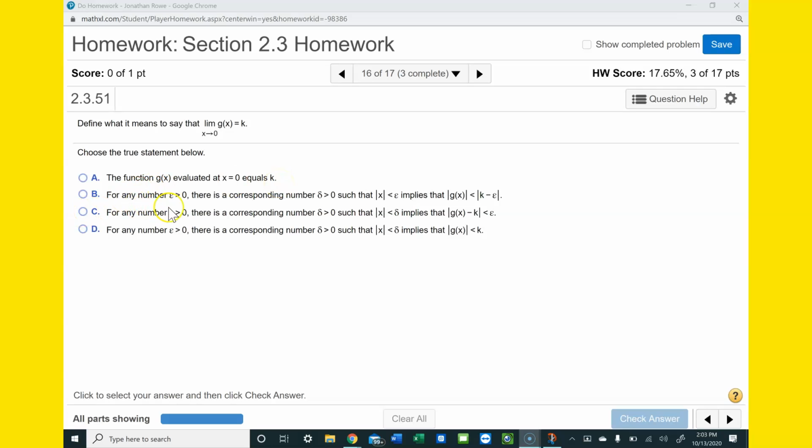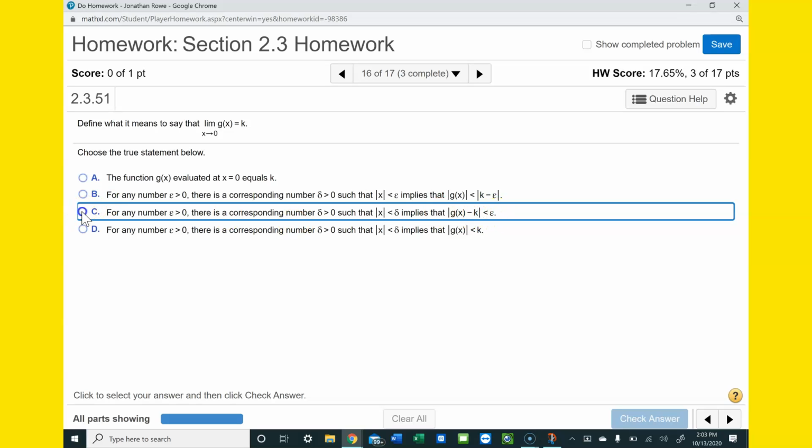All right, so let's see. All of these look the same at the beginning. So the question is, which one of these parts is correct? Well, it's not this one because it's the absolute value of x minus 0 in this case, which is just x, is less than delta, not epsilon. Implies that g of x minus k is less than epsilon. So it would be choice C.